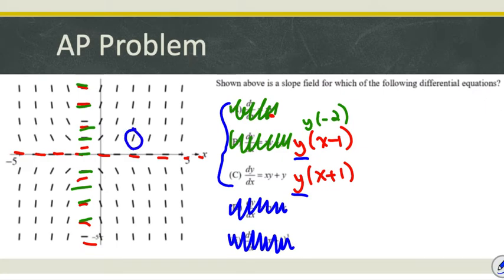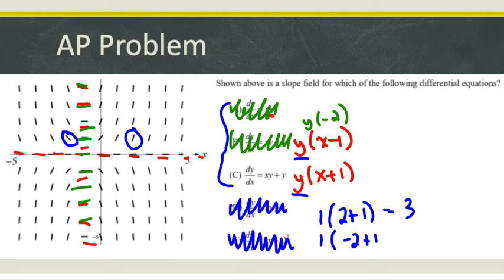This point right here is the point (2, 1). So if I plug in y is 1 and x is 2, I get a slope of 3. That looks good. That looks like a slope of 3. And you can also check, let's say, this point, which has a y coordinate of 1 and an x coordinate of negative 2. That would give me a slope of negative 1. That looks good. So I've tried a couple of points, and I can verify that C is the correct answer here.